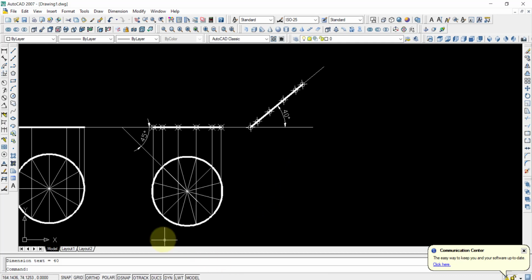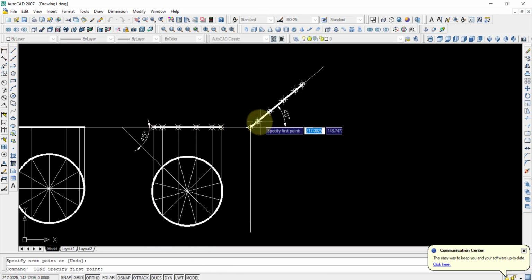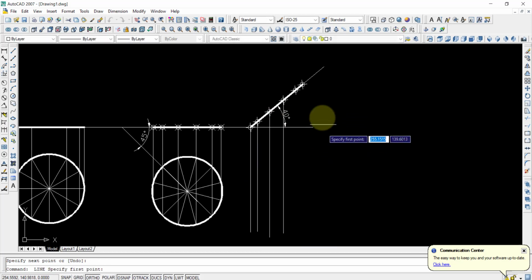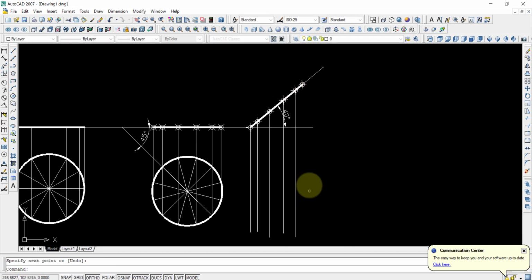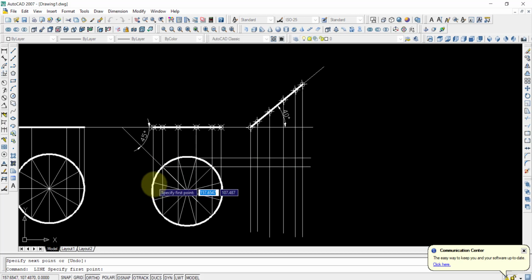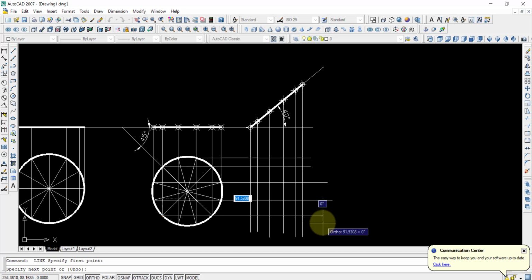Now what we can do is project the lines along these points to the bottom side, and also project the lines from the left side circle to the right side. Straight lines are the projectors like this. These two lines are coinciding, so we need to draw two straight lines. Here also these two are coinciding, so we need to draw two straight lines in this way.